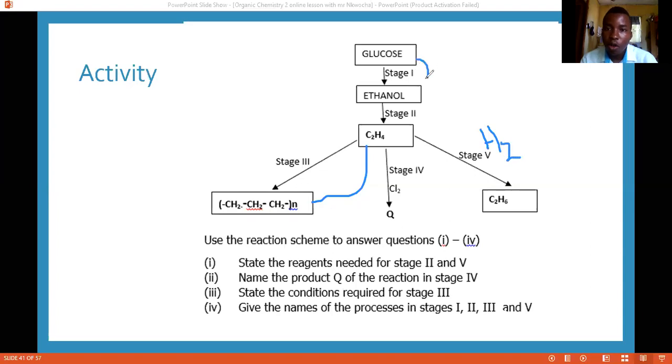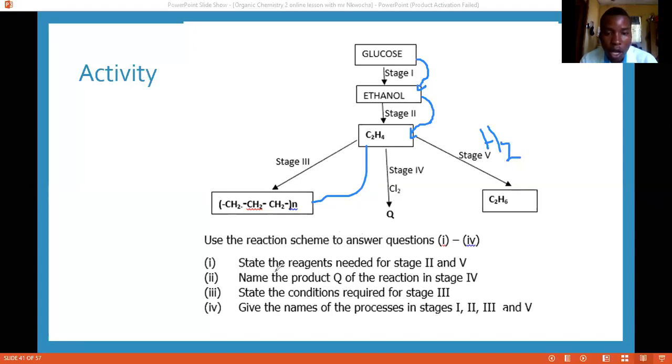Okay, so the glucose is converted to ethanol. That's called fermentation. Ethanol is converted to ethene. I call it dehydration. I hope you've not forgotten that at the beginning of the session.